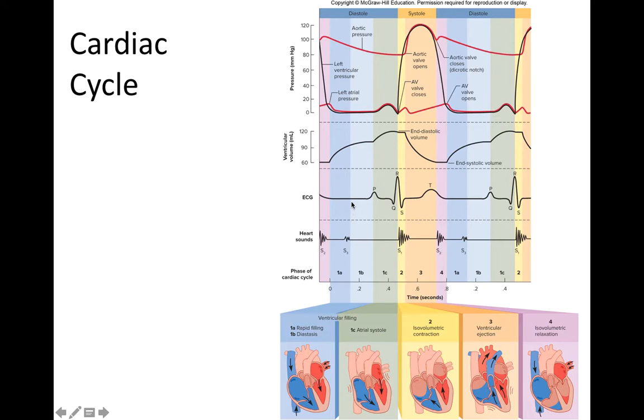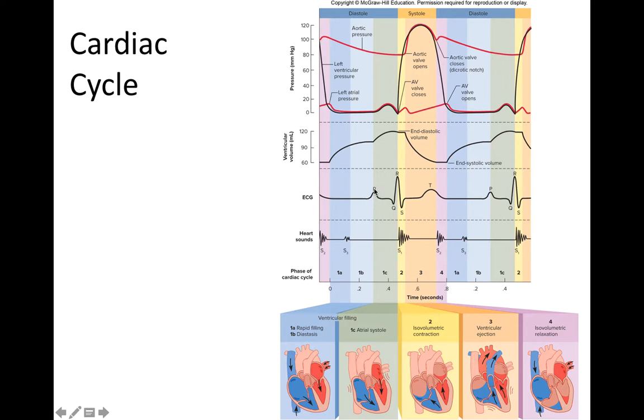Then we are going to come across the P wave. So this is our first thing. We're in this blue area, everything's going. We've got equal pressures, volumes increasing, and then we come to our first part of our ECG, the electrical event. So the SA node is going to fire, and we're going to see the P wave.